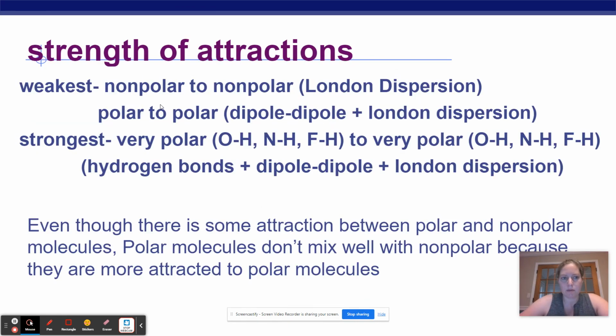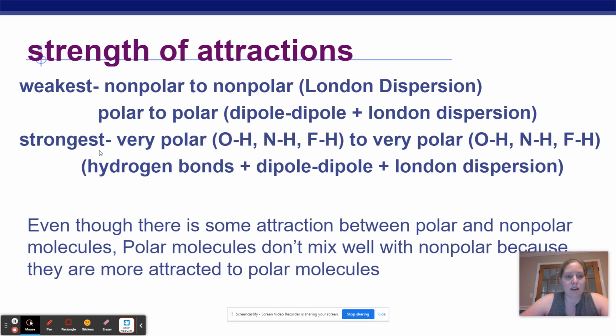So to summarize the strength of those attractions, the weakest of the intermolecular attractions are the London dispersion forces between nonpolar and nonpolar molecules. Those are going to be temporary and easy to break. The next strongest are going to be polar and polar molecules. They can form not only dipole-dipole interactions with each other, but also London dispersion forces with any other molecule.